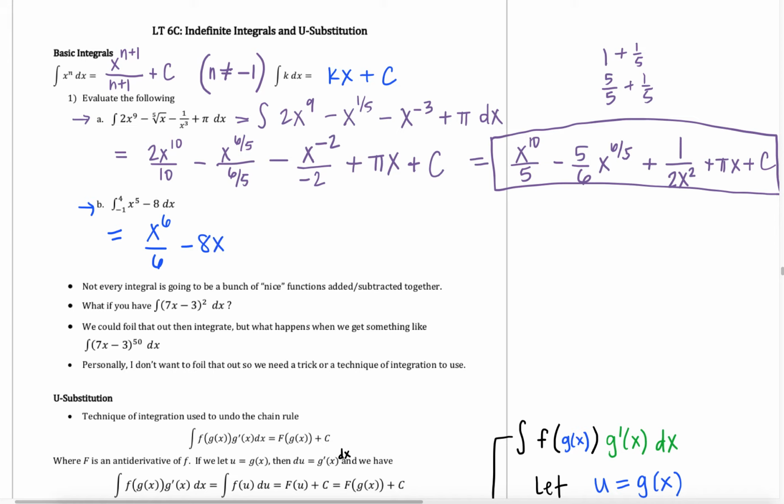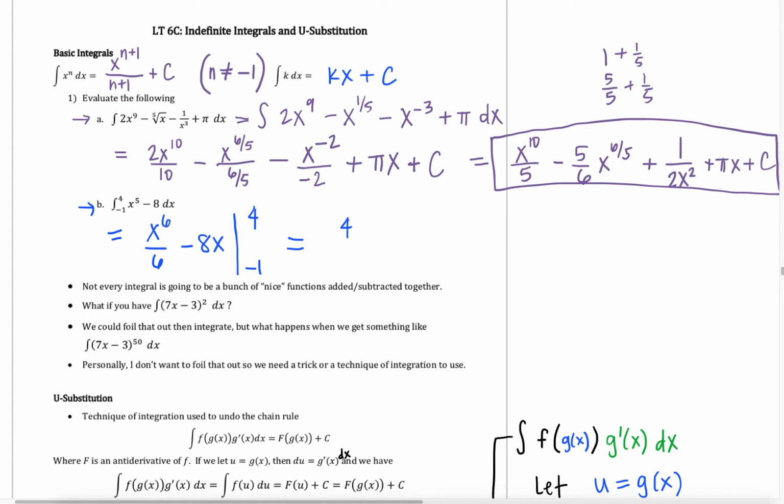Now because I have bounds on the integral, I'm not going to write a plus c. Instead I have that evaluation bar, and then I have my bounds on the outside of that. So this is saying I still need to evaluate my antiderivative from -1 to 4. Now that we've found an antiderivative, I can apply the fundamental theorem of calculus by substituting in the top bound minus the lower bound.